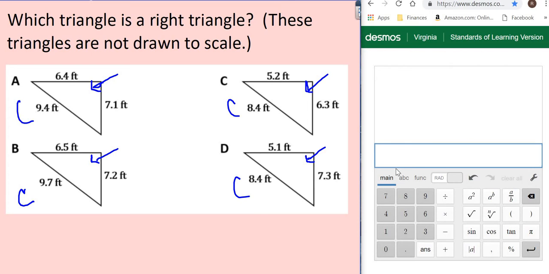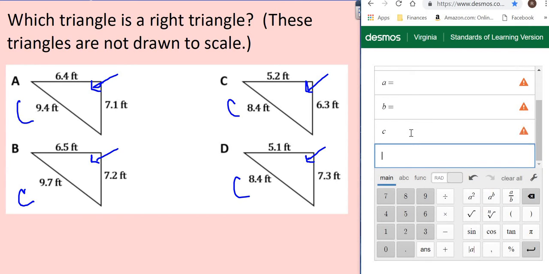A couple of different ways you could do this. I think we're going to try it this way. Let's go ahead and put the formula in. A squared plus B squared, and then I'm going to put in C squared. If they equal, they are a right triangle, and if they do not equal, then they are not a right triangle. So let's see what we can do. Oops, let me put the equal sign there.